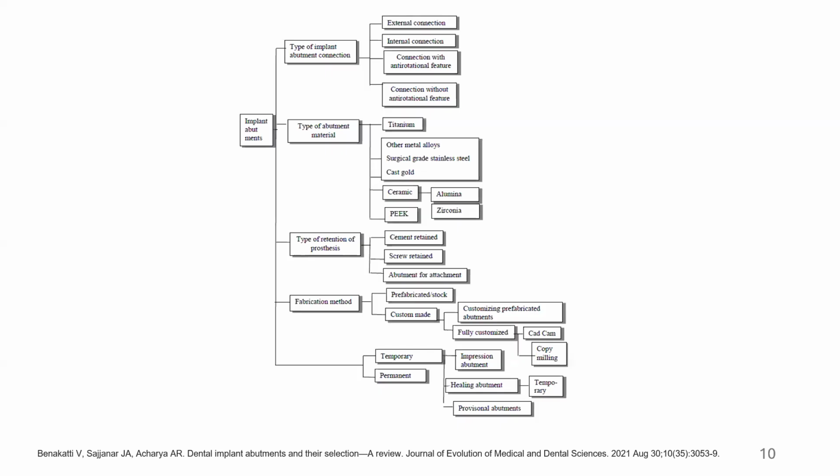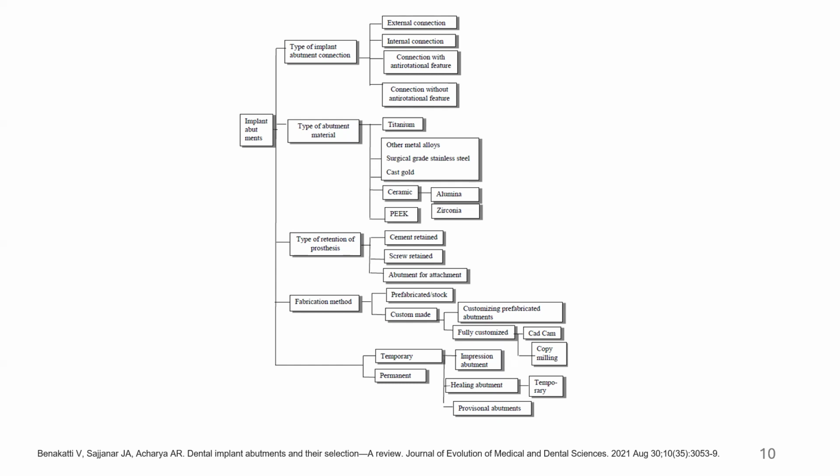Now we are done with the physical or mechanical parts of the implant. Let's talk about the custom abutments for optimal fit and aesthetics. So to make sure that we are all on the same page, let's talk about the different types of implant abutments. They can be categorized according to the type of implant abutment connection. We have the external connection, internal connection, abutment connection with antirotational features and without antirotational features. We have also abutments according to the type of the material. You have titanium, stainless steel, cast gold, ceramics, and PEEK.